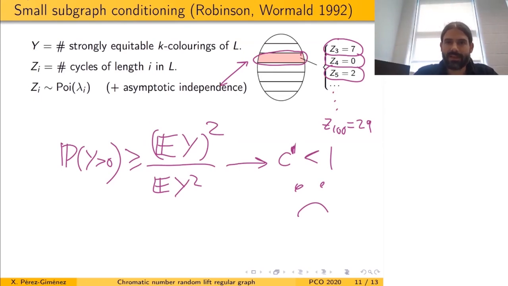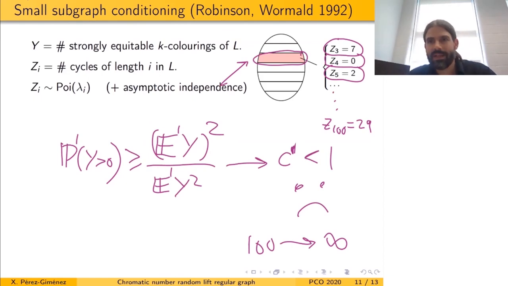So you get a different C in this conditional probability space that's closer to one. And in fact, you can make this C tend to one by making 100 tend to infinity. In other words, if I condition on the cycle counts of longer and longer cycles, I can make this get closer and closer to one.